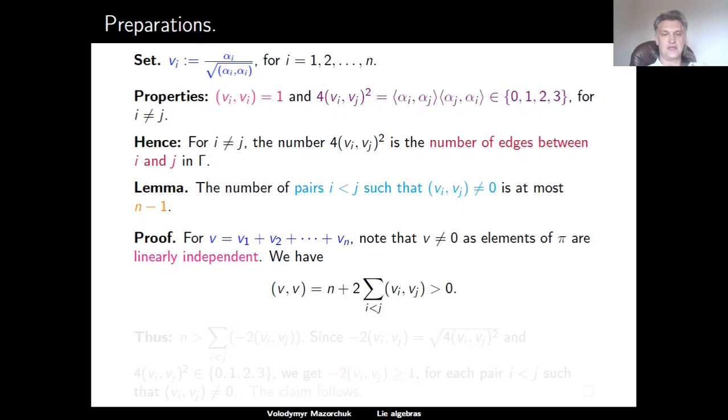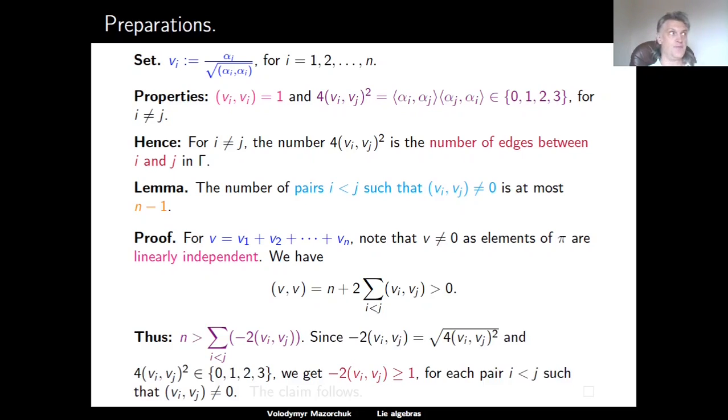Now let us compute the scalar product of this vector with itself. Using the additivity of the scalar product and the fact that all the vi's have lengths 1, it follows that the scalar product of v with itself is equal to n, this is the sum of the lengths of all involved vectors, plus 2 times the scalar product of vi and vj for all pairs i less than j. Since v is a non-zero vector, this expression must be positive. In particular, the number n should be strictly greater than the sum over all pairs i smaller than j of the expression minus 2 times the scalar product of vi and vj.